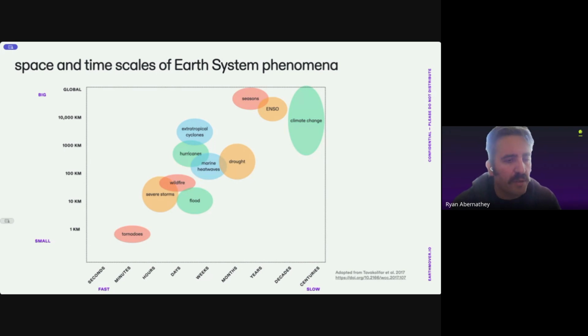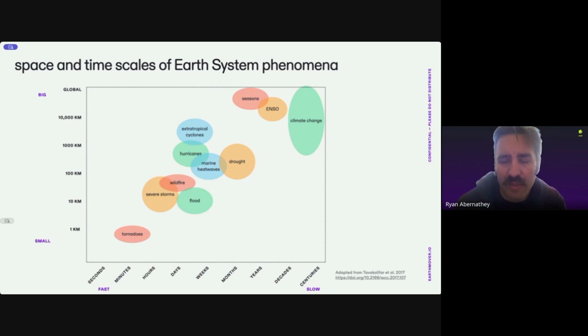Now, why is this important? Because different data sets have inherently different spatial and temporal resolution. And so depending on what you're interested in, different data sets, different sources of data may be more or less appropriate for studying and understanding one of these phenomena.